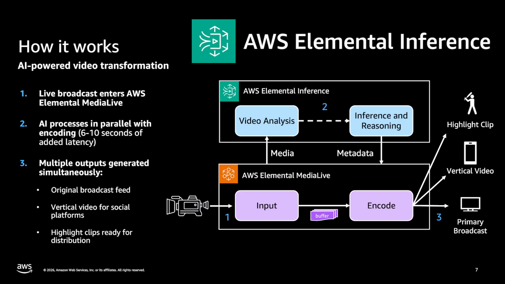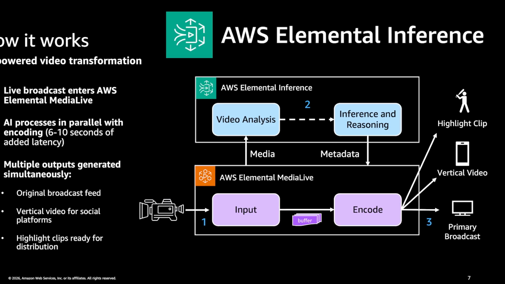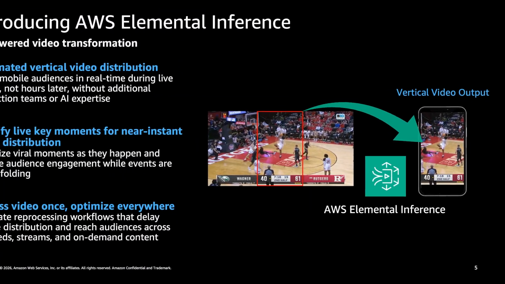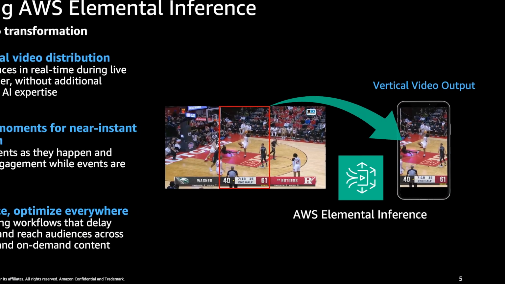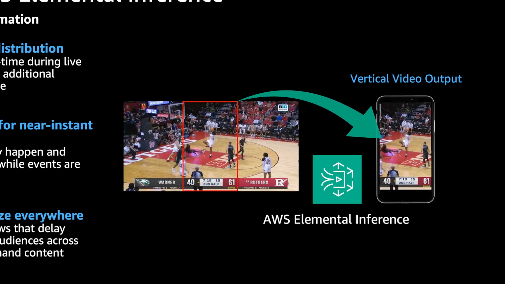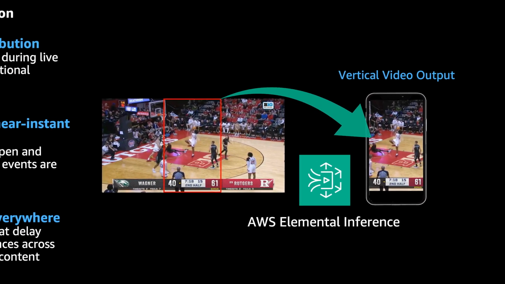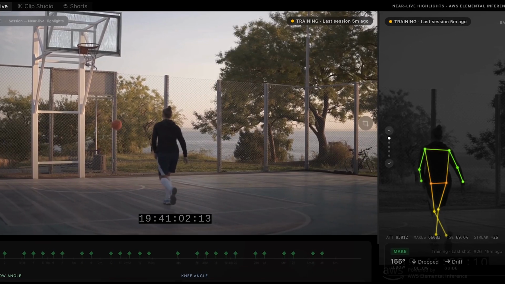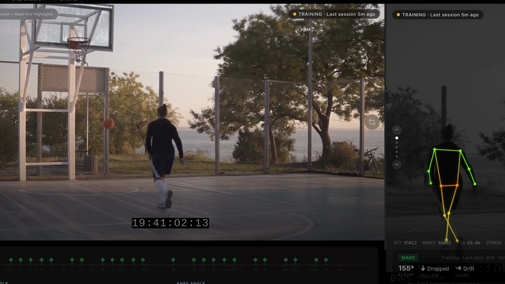Now, AWS Elemental Inference has a native integration with AWS Elemental MediaLive, and it provides AI-powered cropping by analyzing each frame to identify subjects, track movement, and intelligently reframe the landscape video into vertical formats. Below the live feed, you can see the data-driven layer kicking in. Now, every shot becomes a structured event with biomechanics attached.